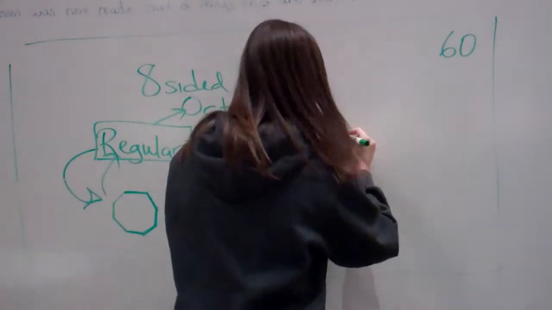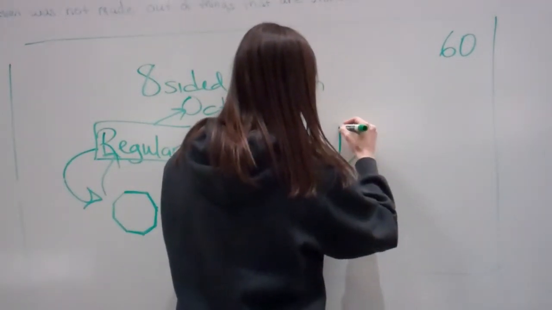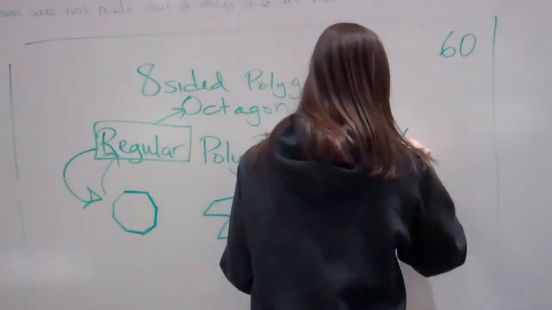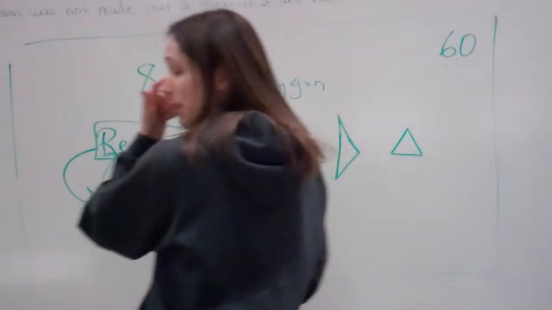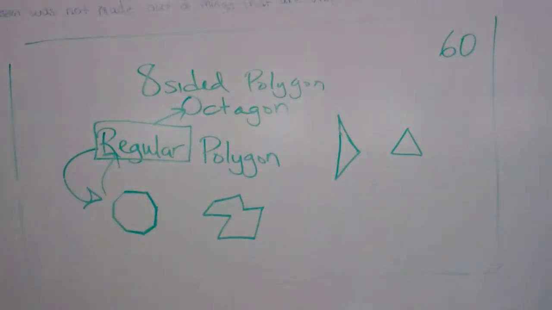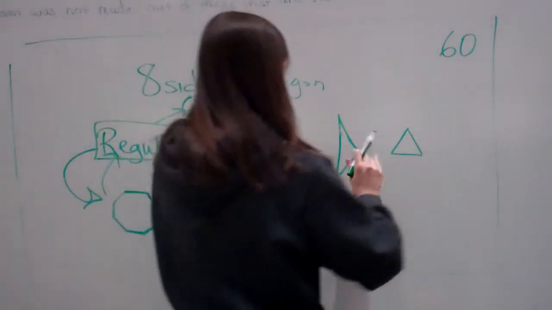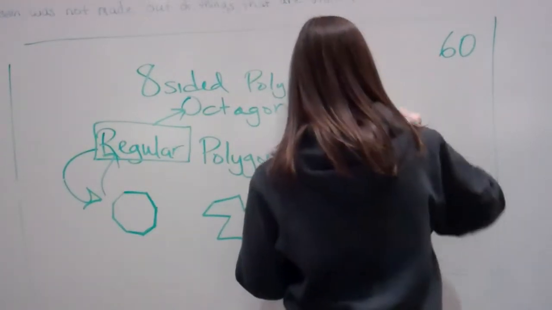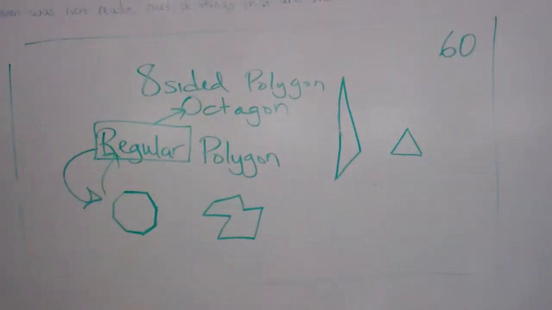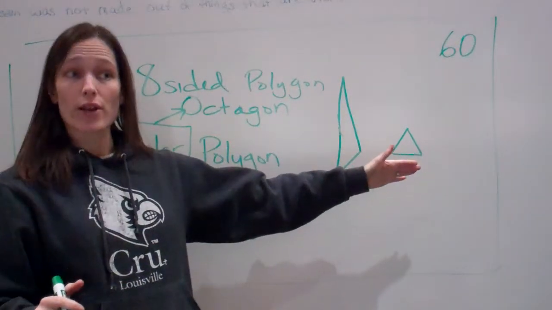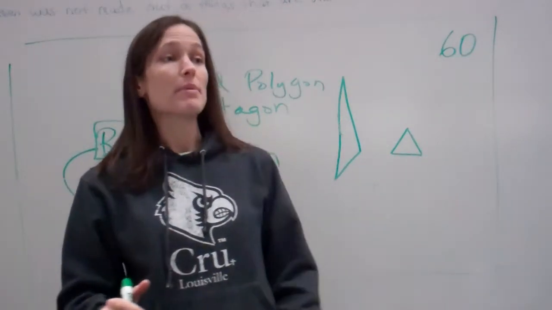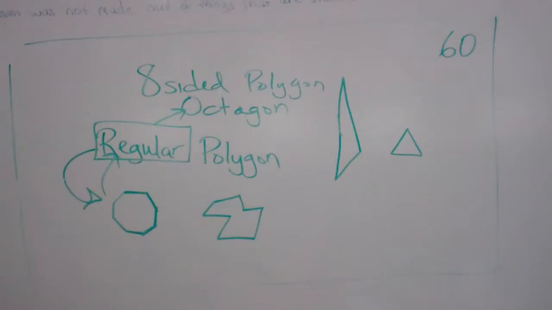Look at this one. What kind of polygon is this? These 2 things right here. Triangles. They're called triangles. One of them is regular and one of them is not. Is this one the regular one? No. This one is. Why? Because all the sides are equal. Very good.